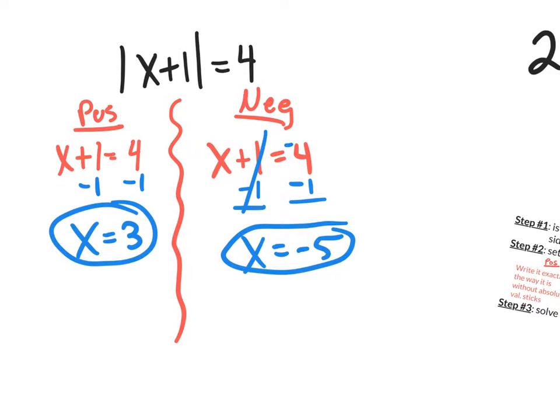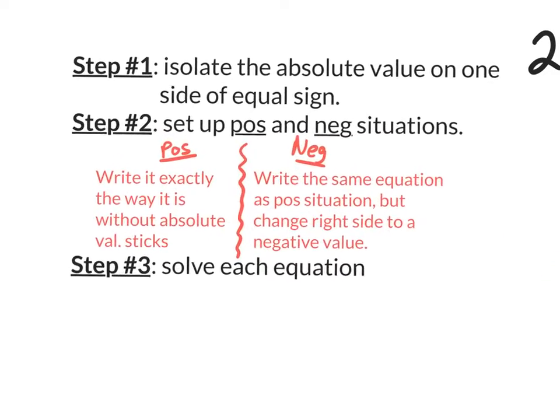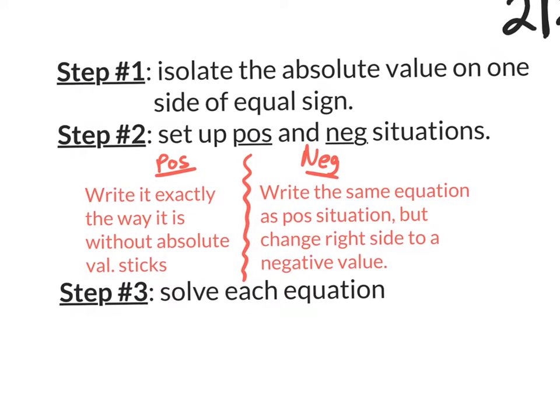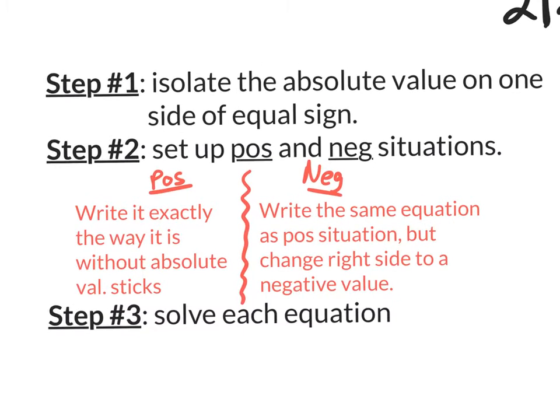Okay? So all of the ones we're going to be seeing today are going to be this simple, where the absolute value is already isolated. All you have to do is set up the positive situation and the negative situation. So at this moment, I want to give you guys more time to actually copy down these steps exactly as I have them here.